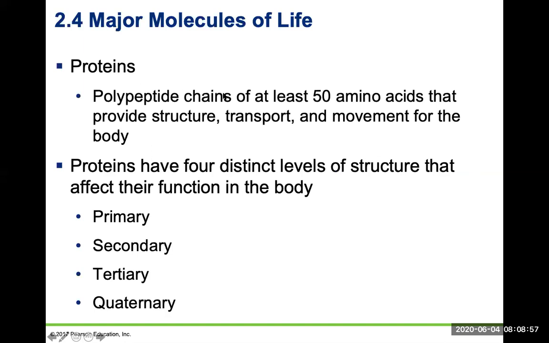Proteins are made of polypeptide chains of at least 50 amino acids. Proteins are incredibly important in our bodies for providing structure, transport, and movement. And these are the 4 distinct levels of structure that affect their function: primary, secondary, tertiary, and quaternary.